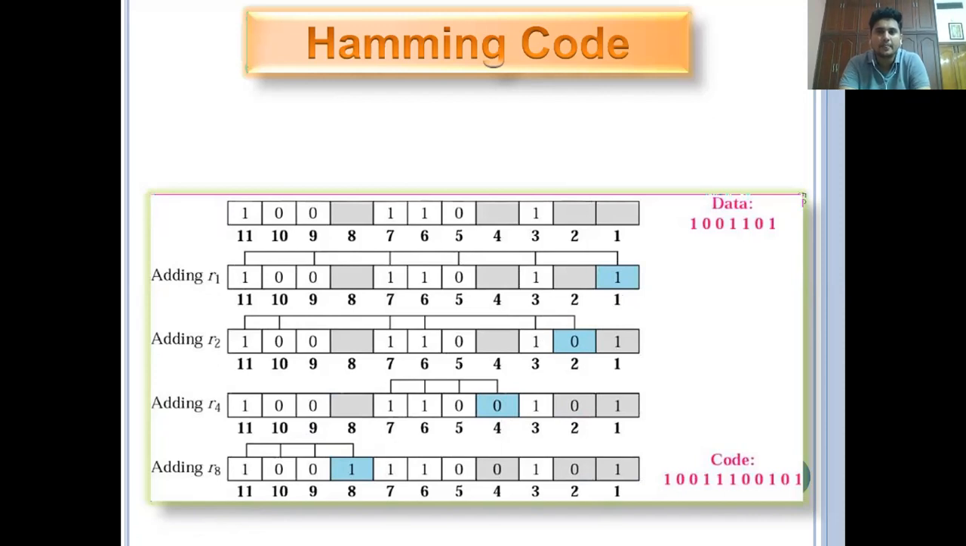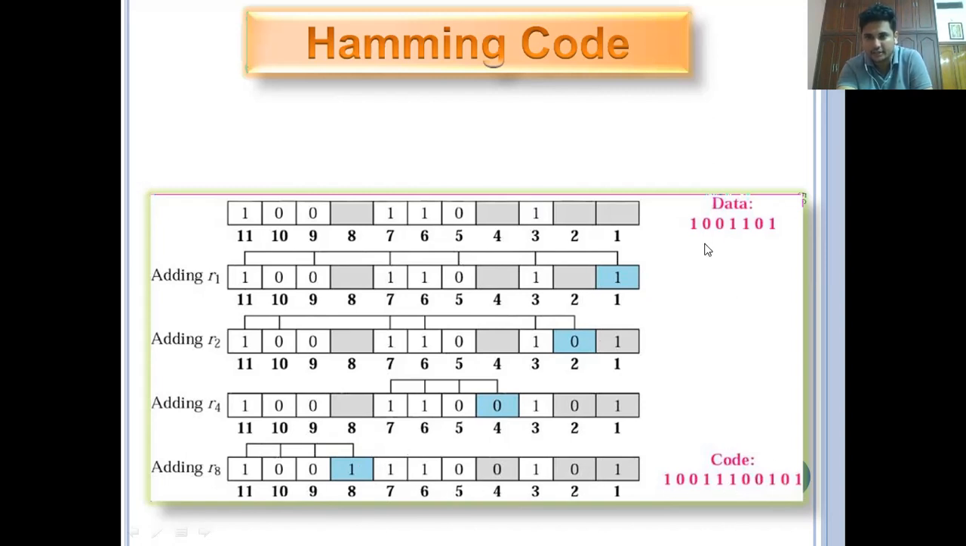Here in this example I am adding 1001. So in the R1 place I am adding 1, in the R2 place I am adding 0, in the R4 place I am adding 0, and in the R8 place I am adding 1. So these are the redundancy bits I am adding to the original data. These are the original 7 bits, 1001101, and along with them 1001 are the duplicate bits we are adding. So now it becomes 10011101. This is the code.